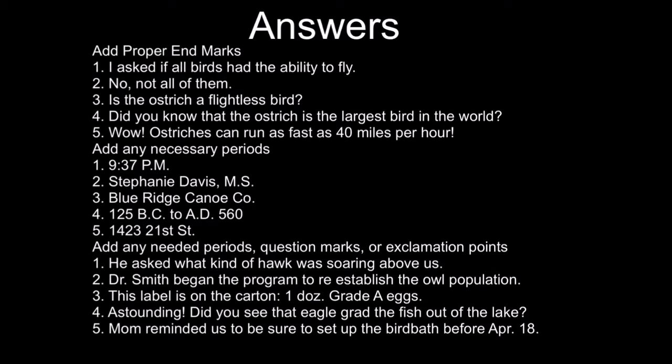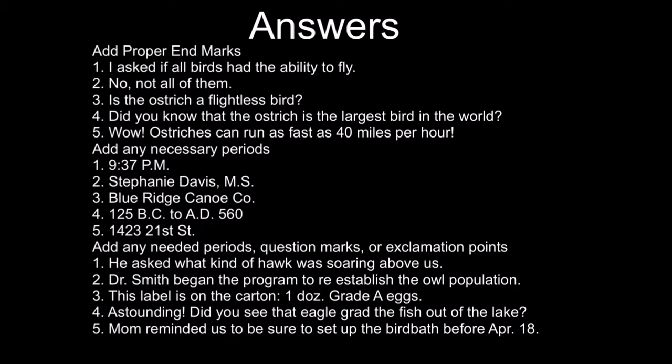In the final activity, we need to add any needed periods, question marks, or exclamation points. In sentence 1, he asked what kind of hawk was soaring above us. Since this is an indirect question, you end it in a period. Number 2, Dr. Smith began the program to reestablish the owl population. This is a declarative sentence, so add a period at the end of the sentence, and you also add a period after the Dr to complete the abbreviation for doctor.